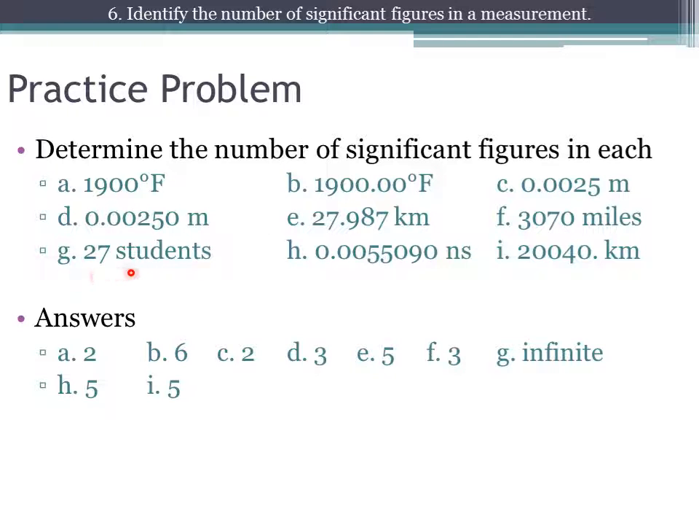G, 27 students, infinite. We wouldn't measure the number of students. We would simply count. It's an exact number. H, the leading zeros, never significant. So those zeros at the beginning, not significant.